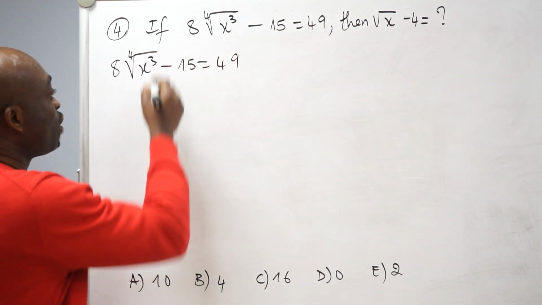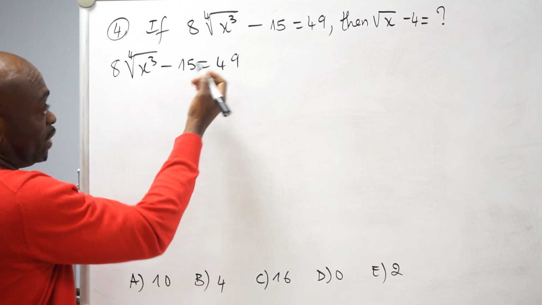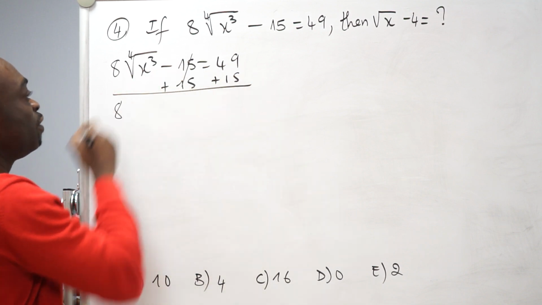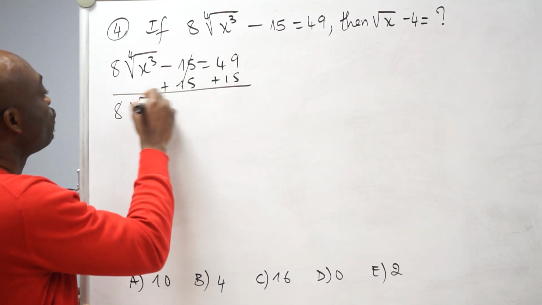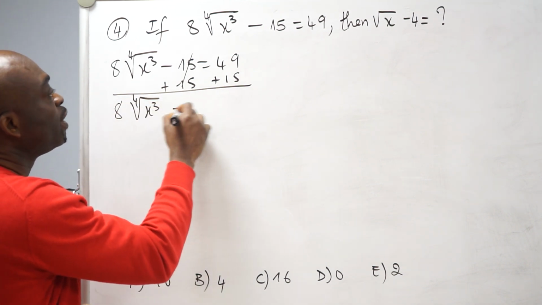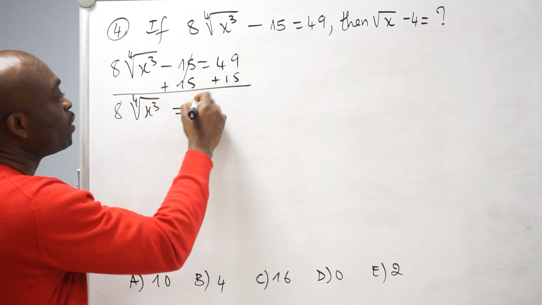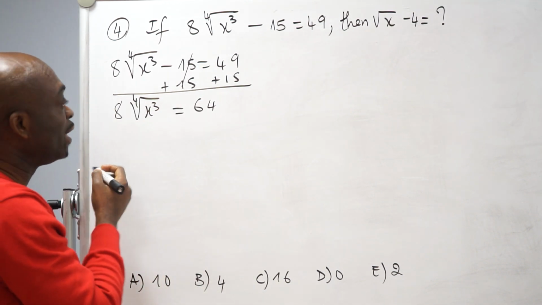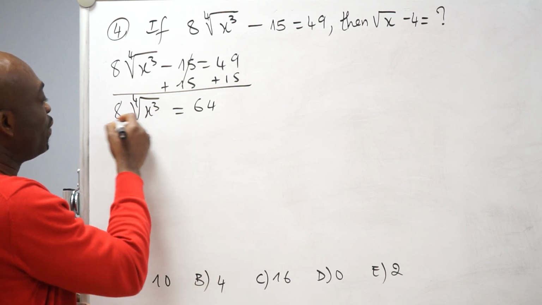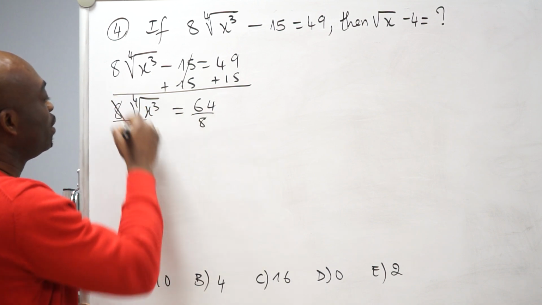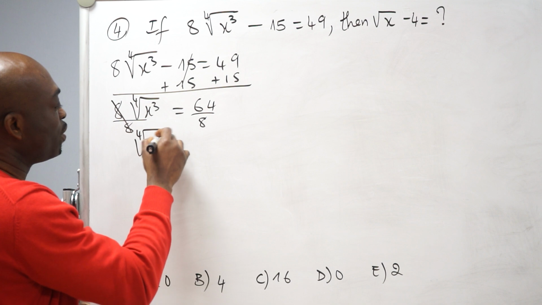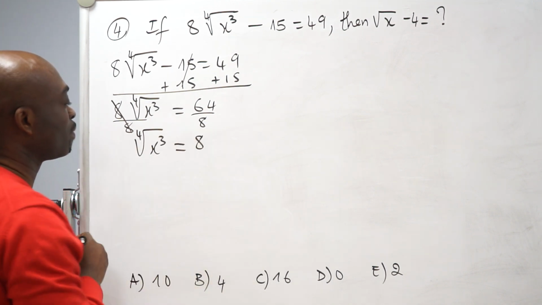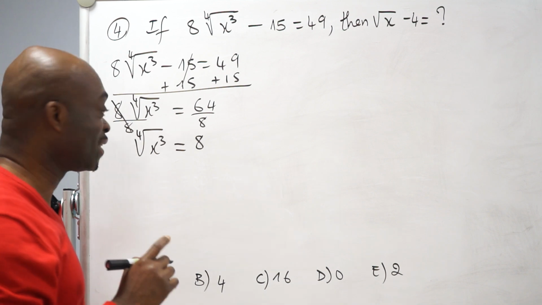So the best thing to do is solve for x, so that means we can cancel the 15 first by doing positive 15 on both sides. So we end up with 8 times the 4th root of x to the third power equals what? So this one is 64. Now, we can get rid of 8, right? Because we're solving for x, we can get rid of 8 by dividing both sides by 8. So we end up with the 4th root of x to the third equals what? What is 64 divided by 8? 8.